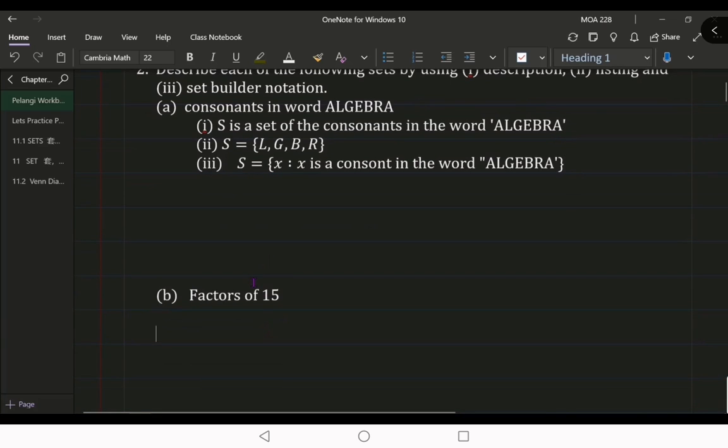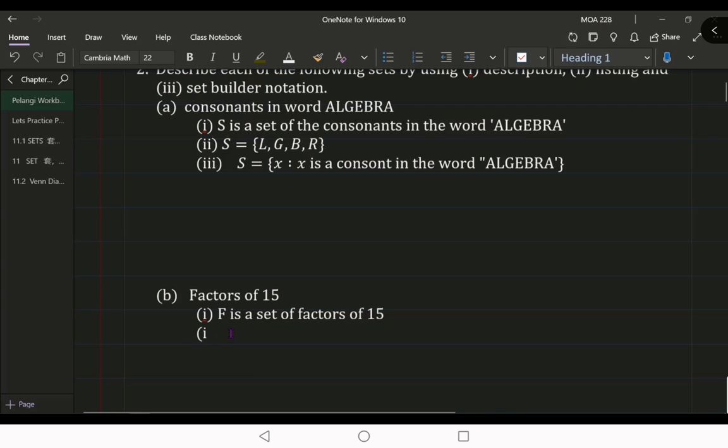So this one, number B, how to write it down. During your exam you need to write down the description. Okay, number 1 you need to write the description in words. You can say that F is a set of factors of 15. Okay, label it F.